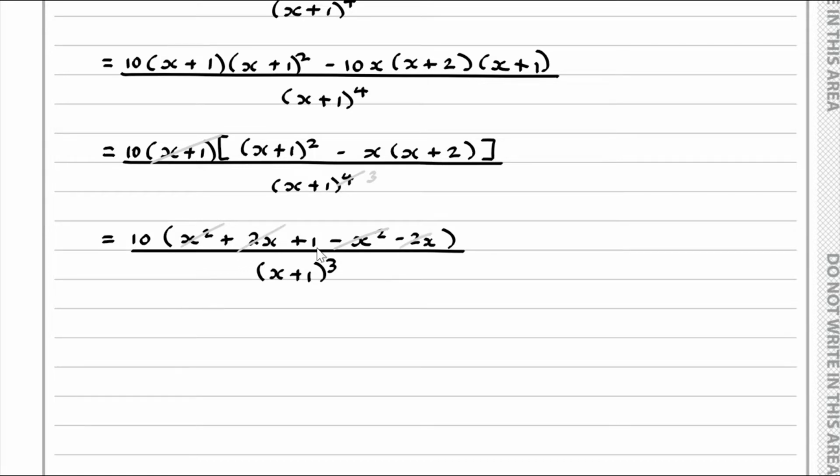that gives a 0x, so we have 10 times by 1, which is simply 10. So we have 10 over x plus 1 cubed. And therefore we can see that a, that's equal to 10, and n, that's equal to 3.